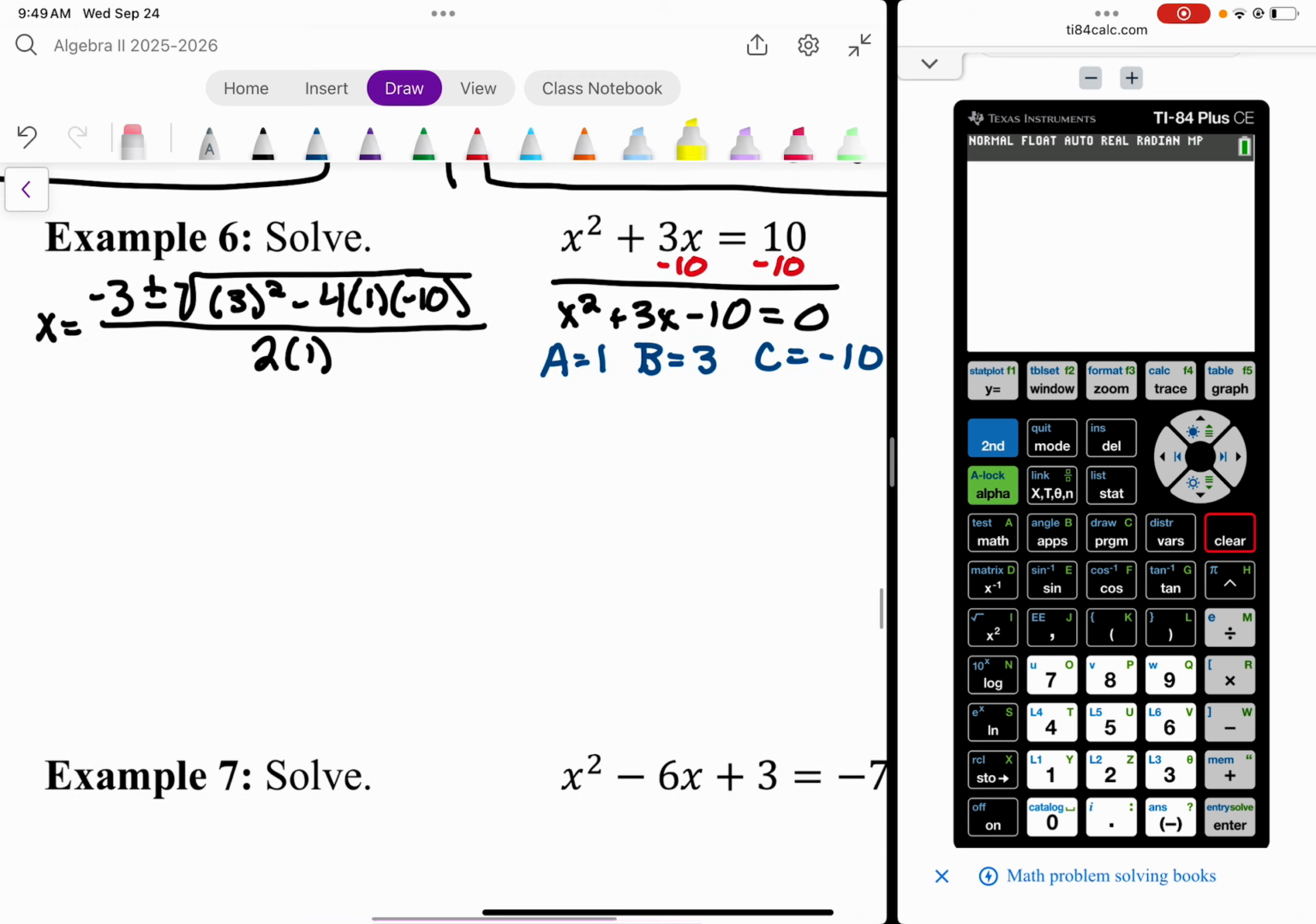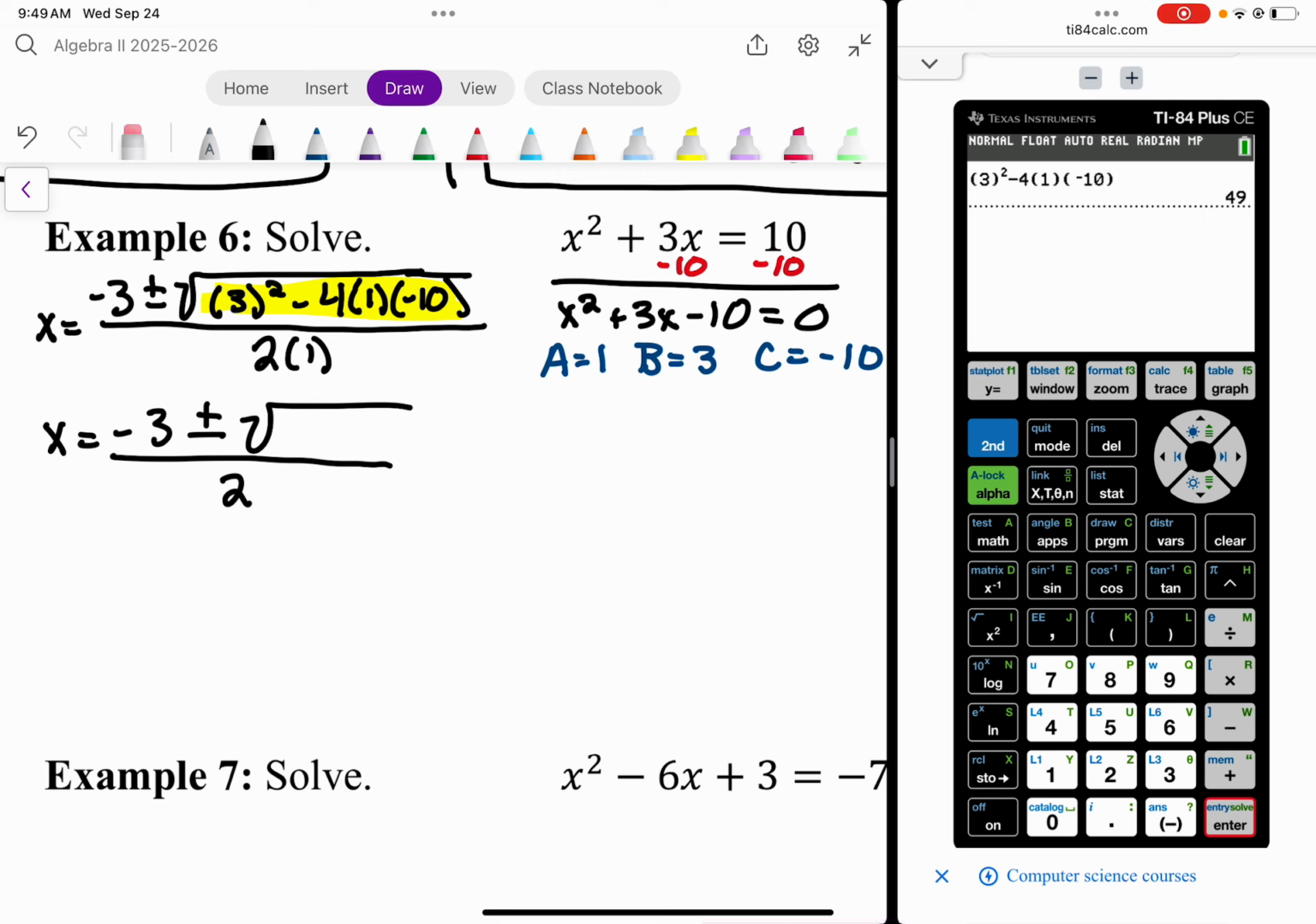Okay. Because we want exact answers, we're going to start by typing that discriminant into the calculator. So the rest of the equation is going to stay pretty much the same for now. On the bottom, you can multiply. So we have 3 squared minus 4 times a times c.